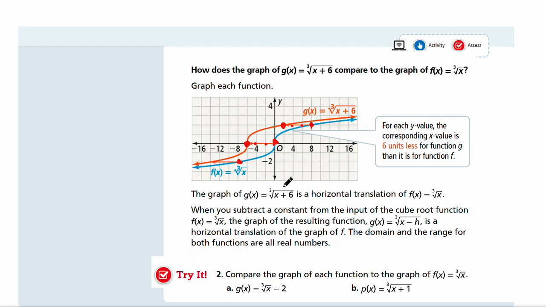So let's see if you can try number 2, a and b. Compare the graph of each function to the graph of f of x equals cube root of x. Pause the video, come back when you're ready for answers.